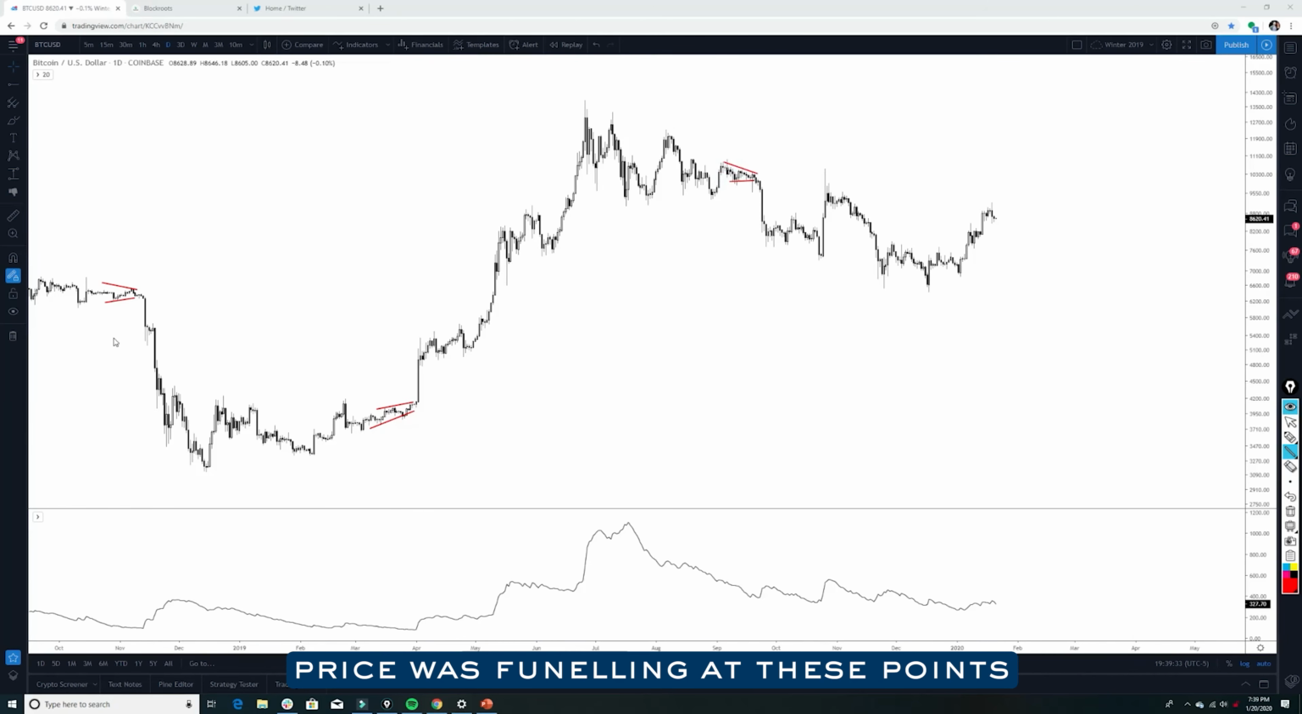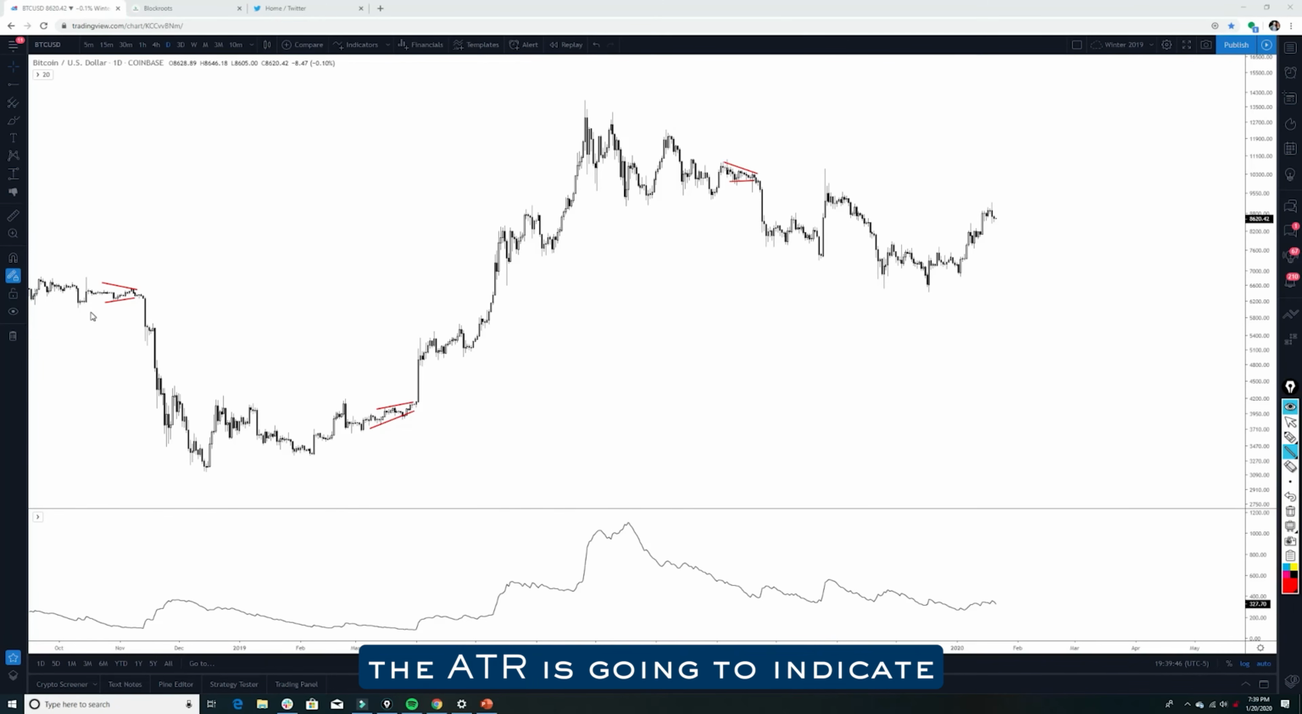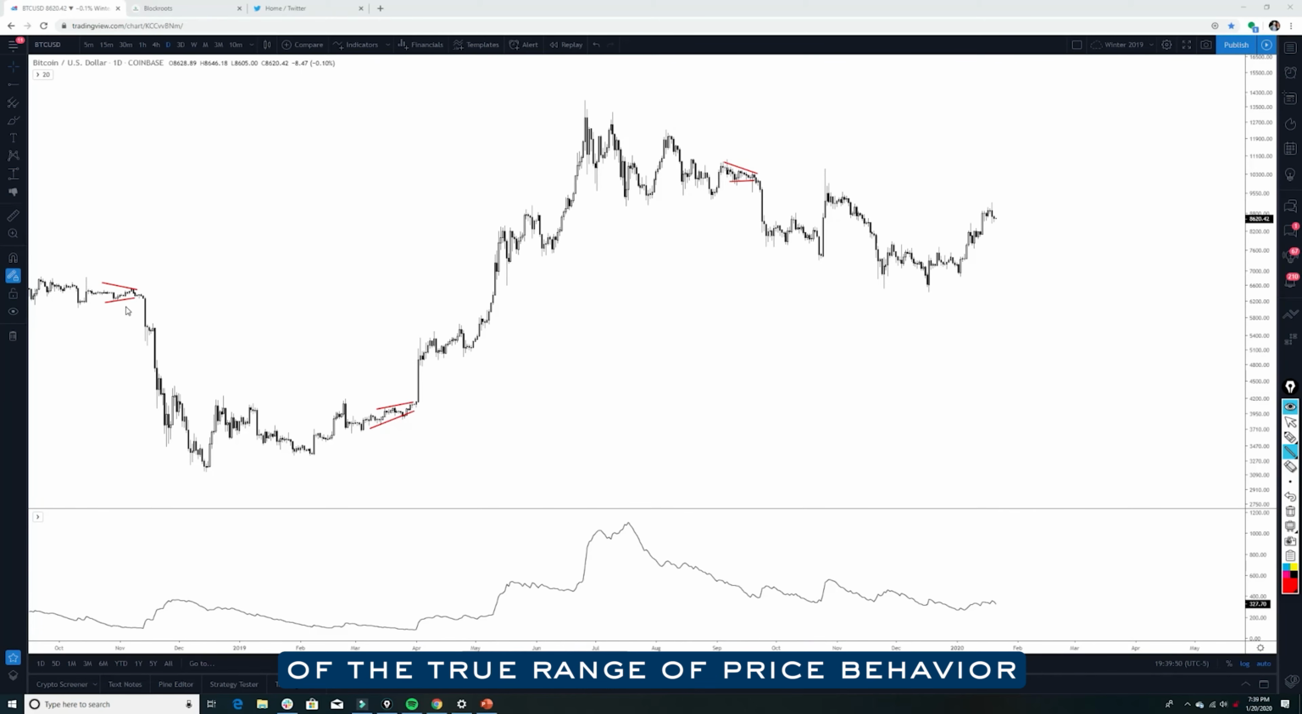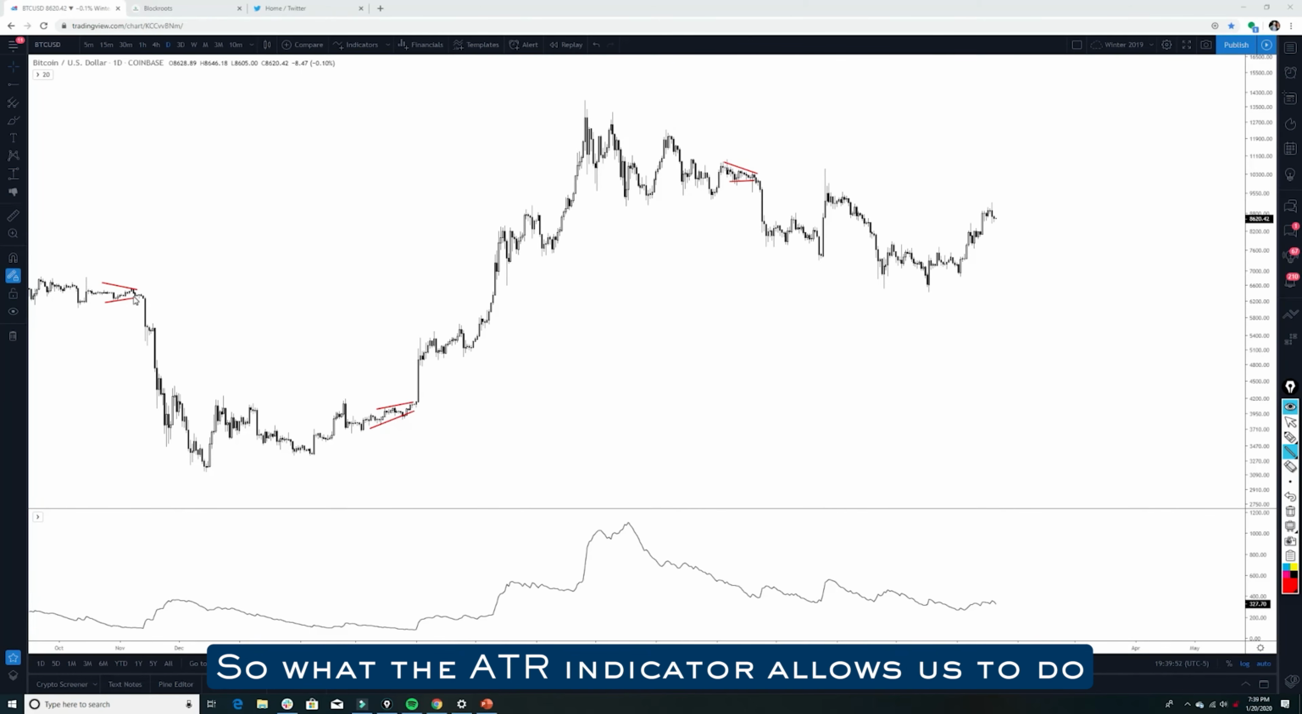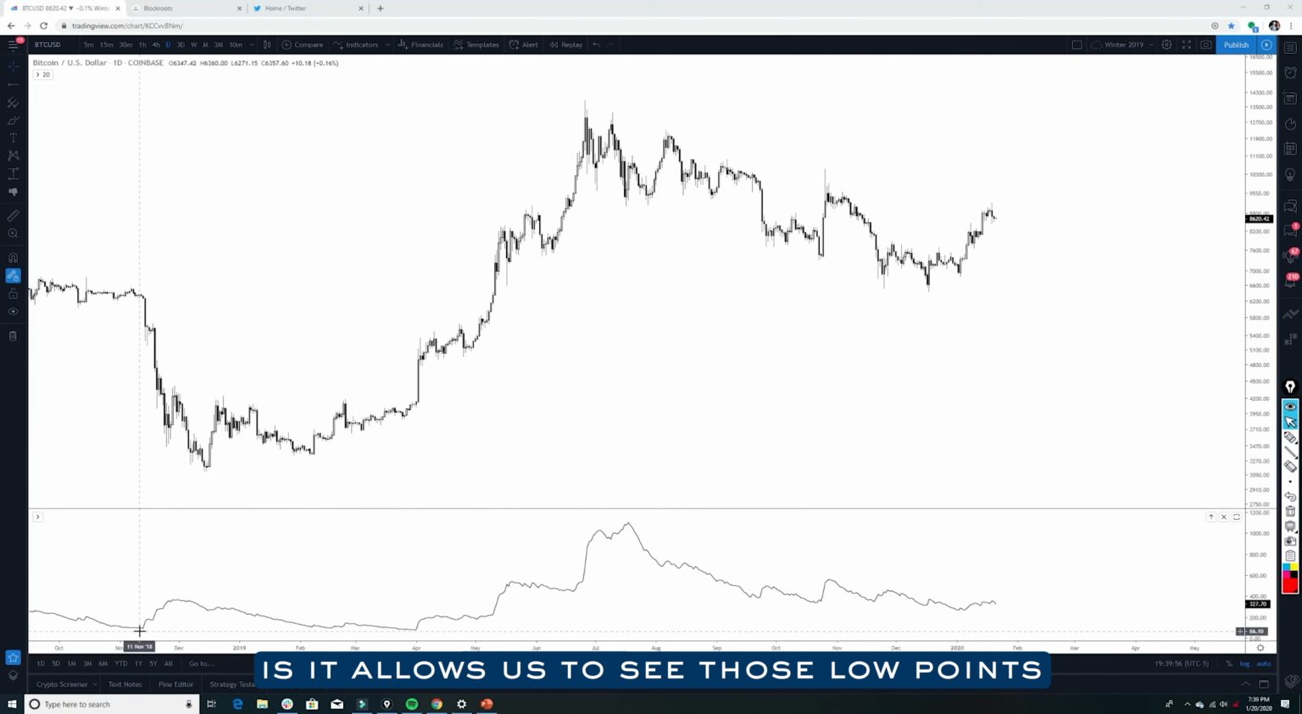All right, we could see that price was funneling at these points. The individual daily candles of these areas, we know just from the areas that preceded it, were becoming tighter and tighter. And again, the ATR is going to indicate something like that right away, because it's just the average of the true range of price behavior. So what the ATR indicator allows us to do is see those low points.